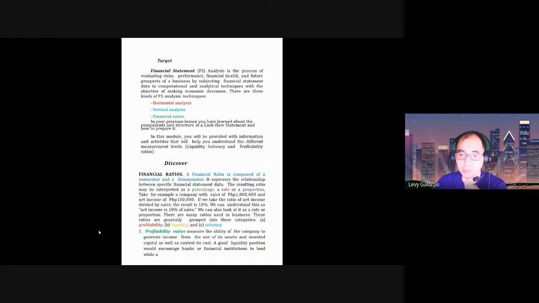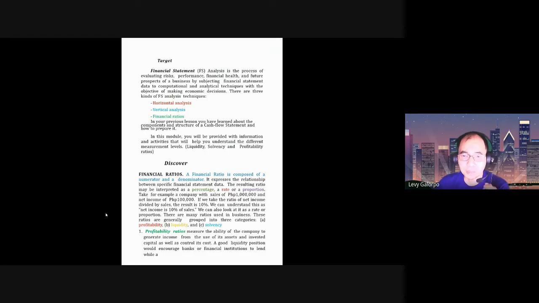Okay? A good liquidity position would encourage banks or financial institutions to lend, while a bad liquidity position may scare off potential creditors. Profitability ratio, of course, even if you are the one lending, you will look at the profitability capability of the one you will lend to. When you see their financial statement and see that they are not earning, would you lend? Right? No. So, that's how it is.